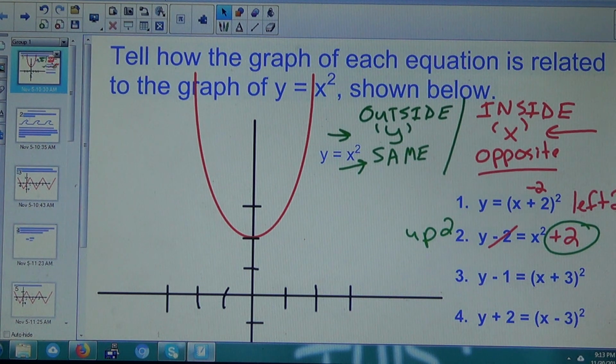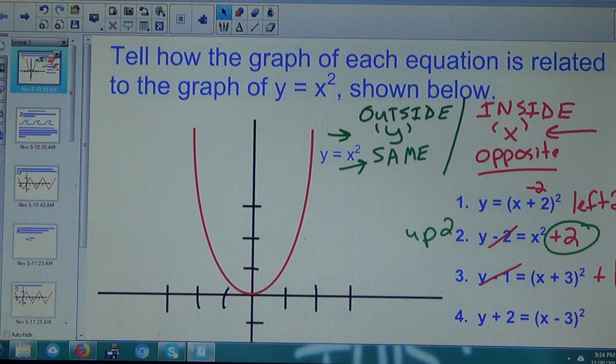Same thing, think about the inside and the outside. Try number 3 for me on your paper. So I'm going to add that 1 over. Alright, and again, you always start at the origin. So that's my original parabola.